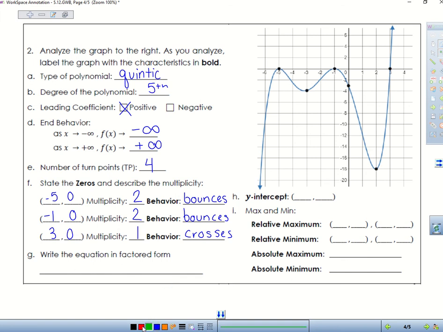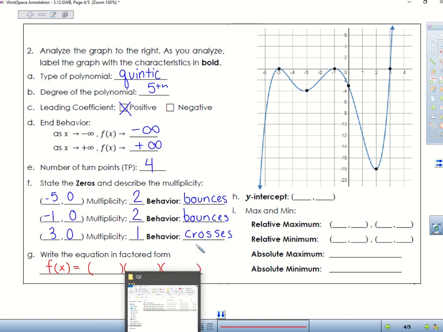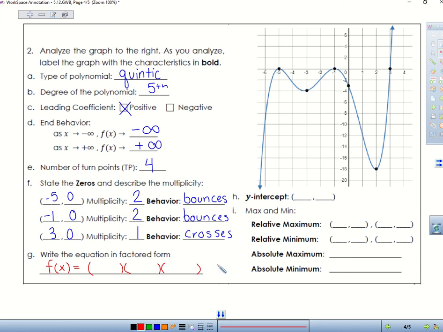Now we're going to write it in factored form. F of x is equal to. Now what you do is you write out as many binomials as you have individual zeros, and then you work backwards. So you set something equal to 0 that would yield you -5, and that would be x plus 5. Then x plus 1 and x minus 3.